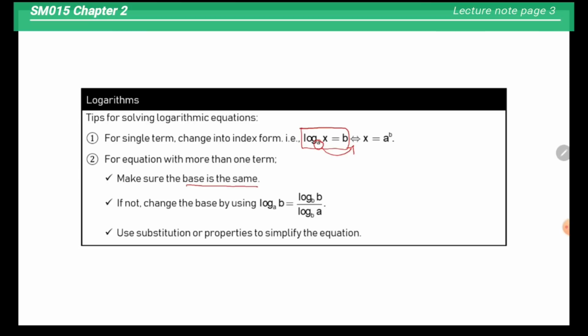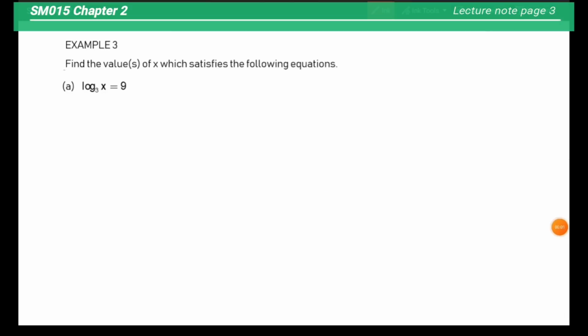If not, you can change the base by using the property: log b base a equal to log b base b over log a base b, if you want to change the base a to be the base b. Or you can use substitution or the properties to simplify the equation. Let's check out example 3. Find the values of x which satisfy the following equations.